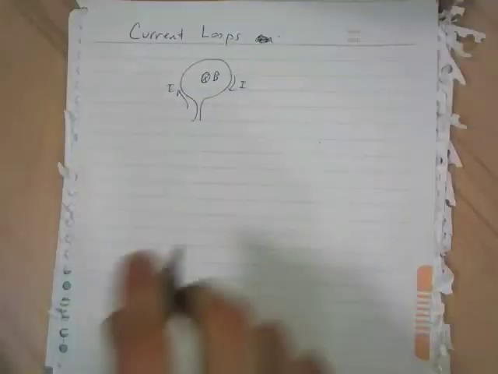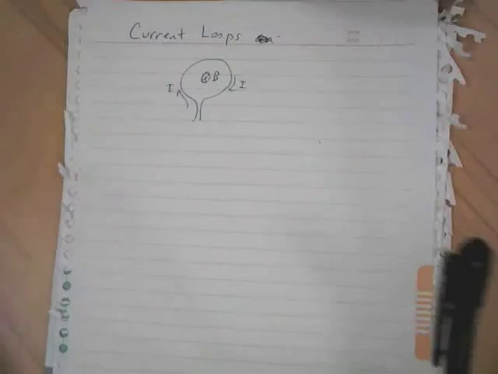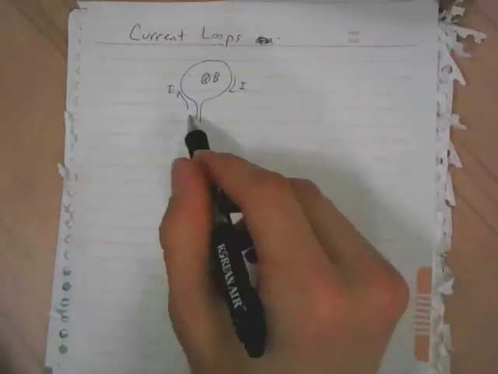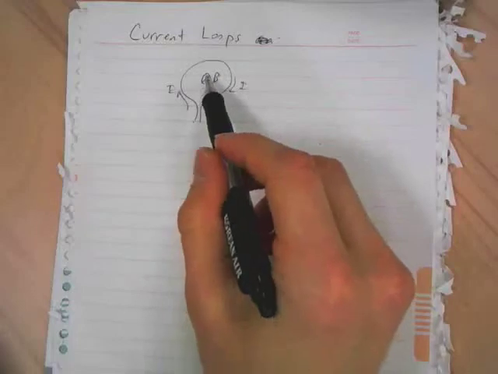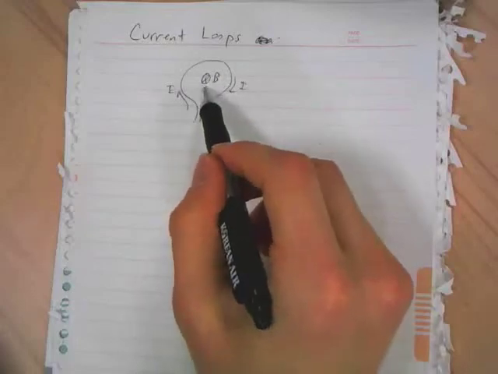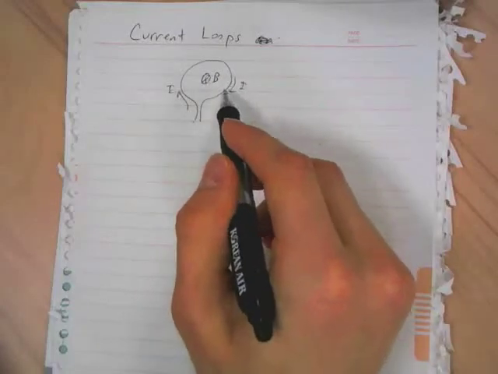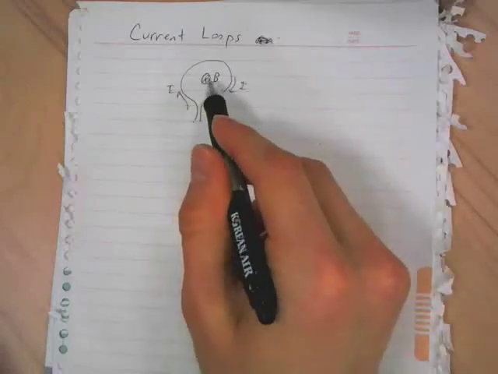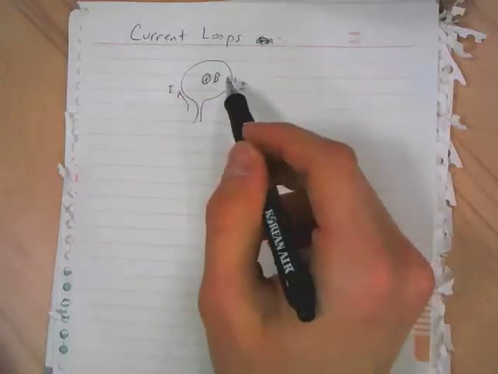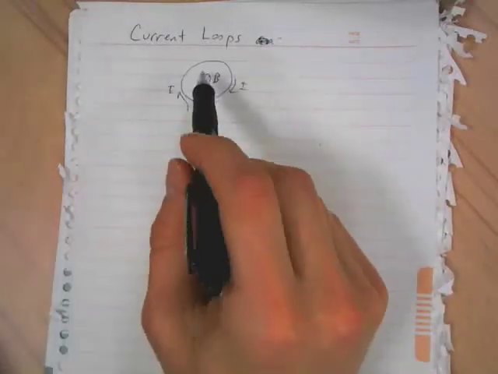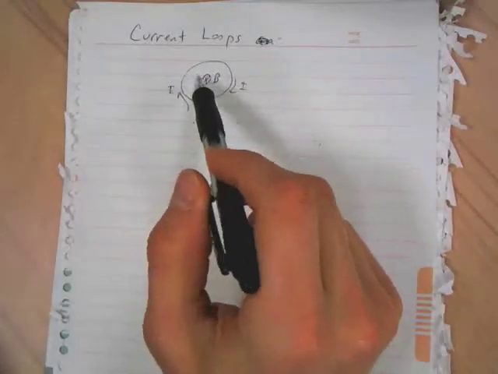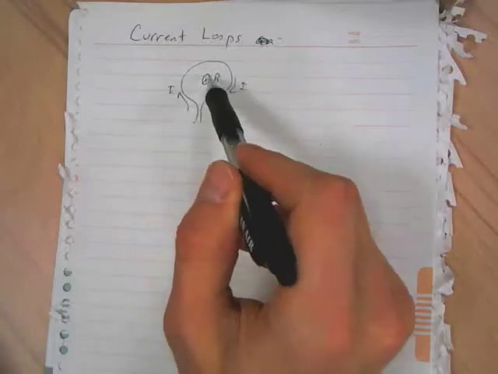And as it turns out, the B field that's generated by this current loop is very similar to the B field generated by a bar magnet. So the B field is going into the page. So it's very similar to the B field of a bar magnet, where north would be maybe just below the page and south would be just above the page.